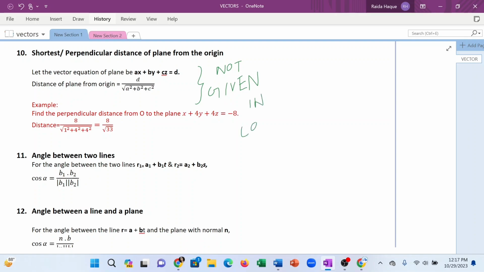Not given in course book. And I have not found this formula in other books too. So make sure you learn it.